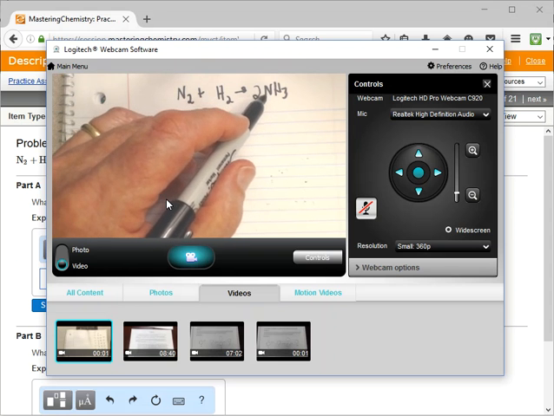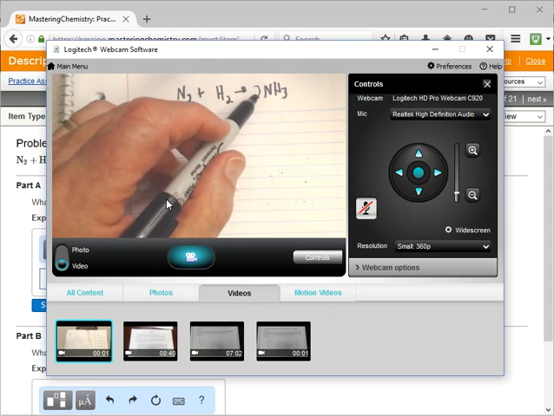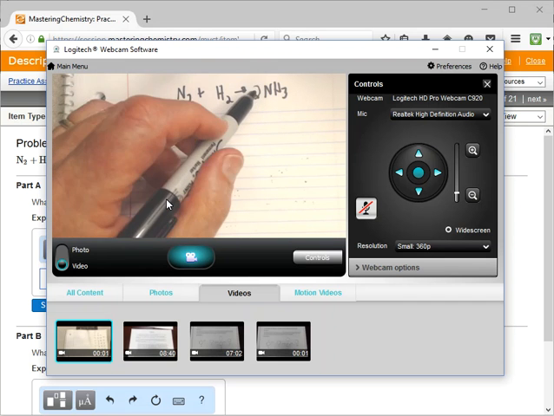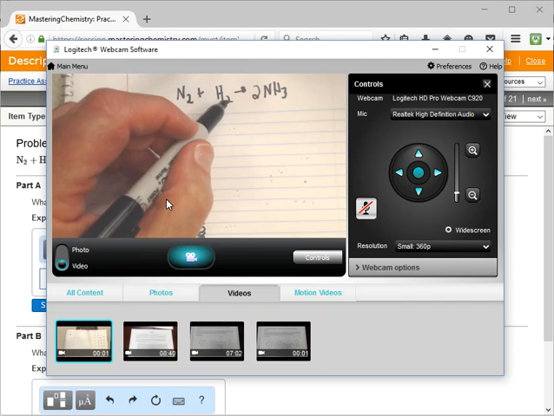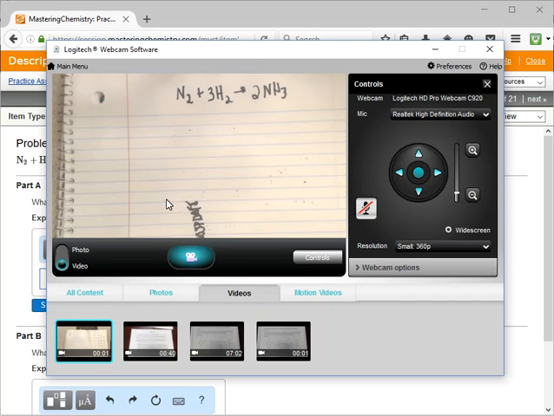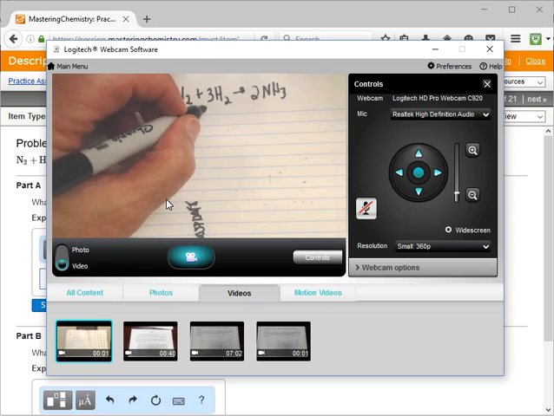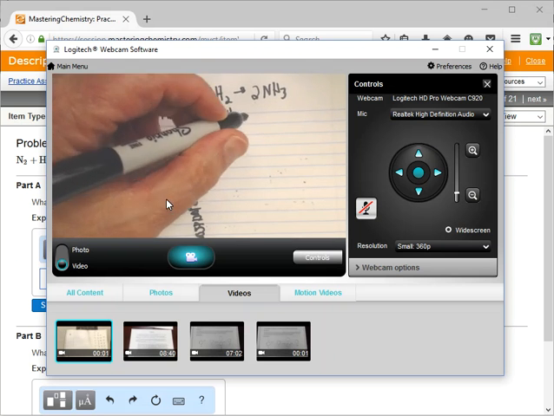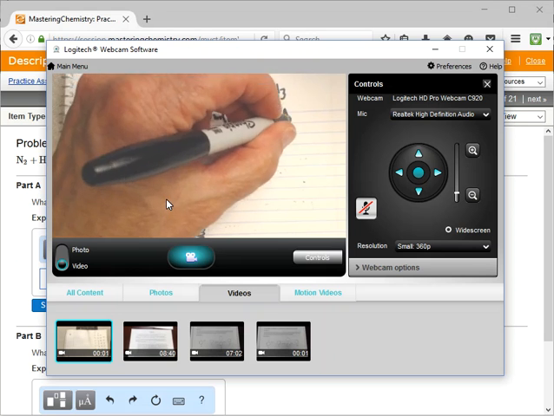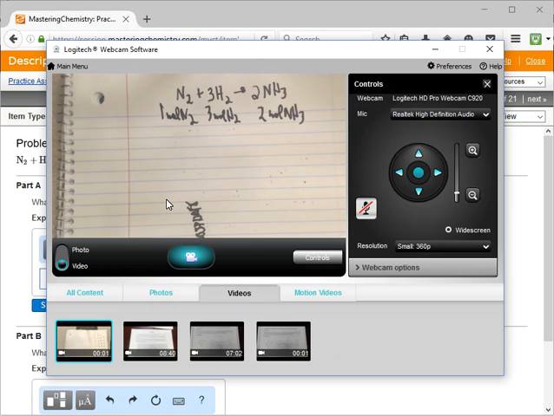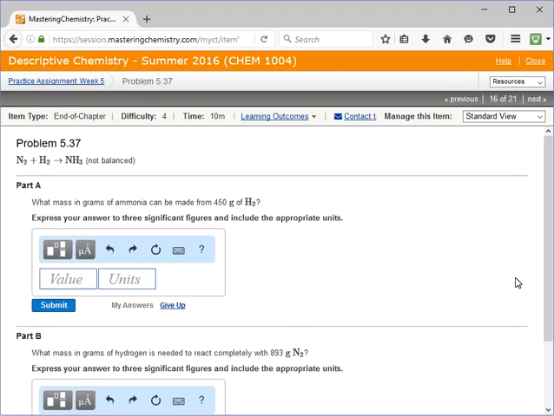Now, once I do that, I've got 2 times 3, which is 6 hydrogens here. And on this side, I only have 2, so I get that to balance out by putting a 3 in front of there. That tells me the relationship. So what that tells me is that 1 mole of nitrogen reacts with 3 moles of hydrogen to make 2 moles of ammonia.